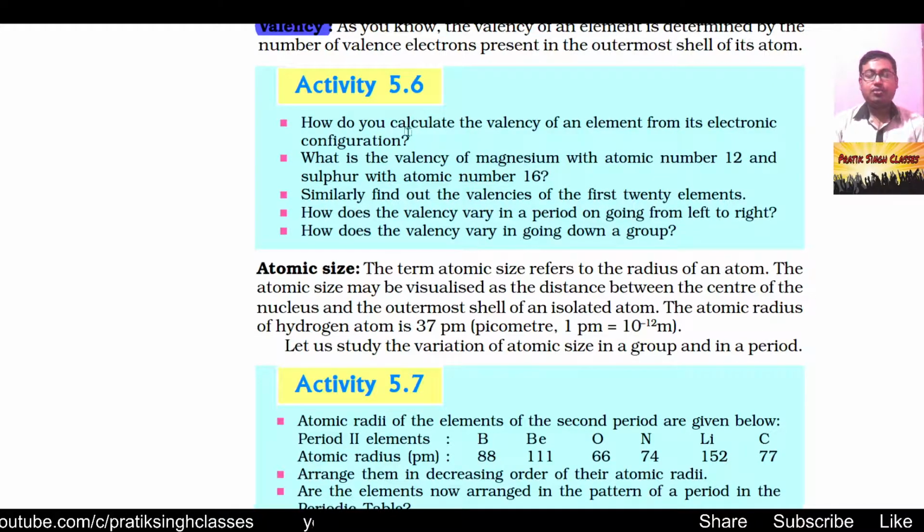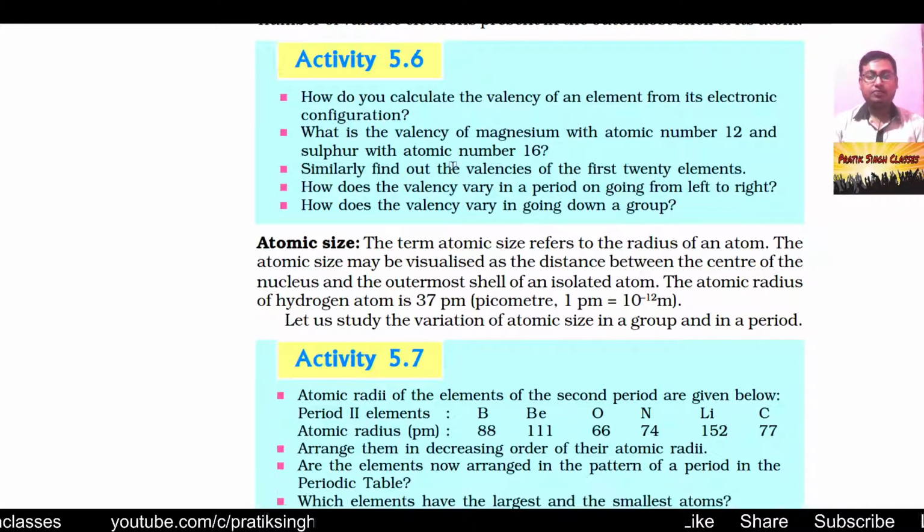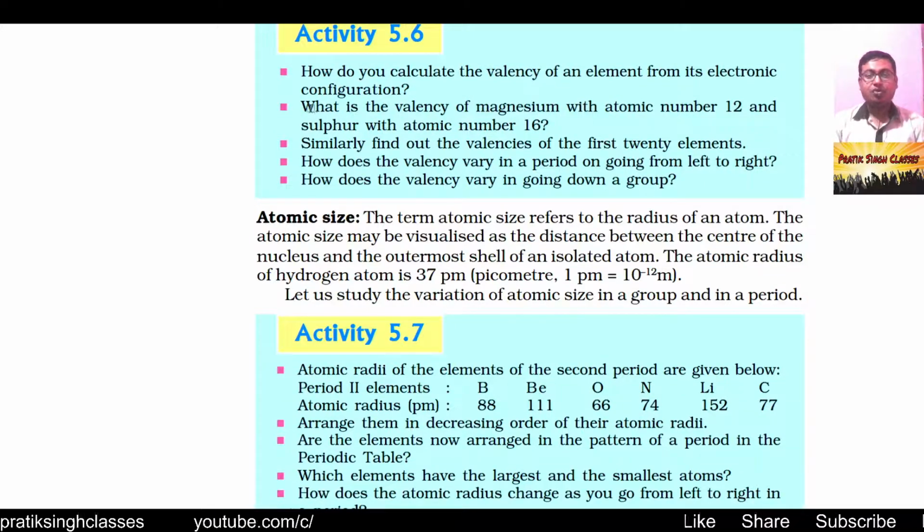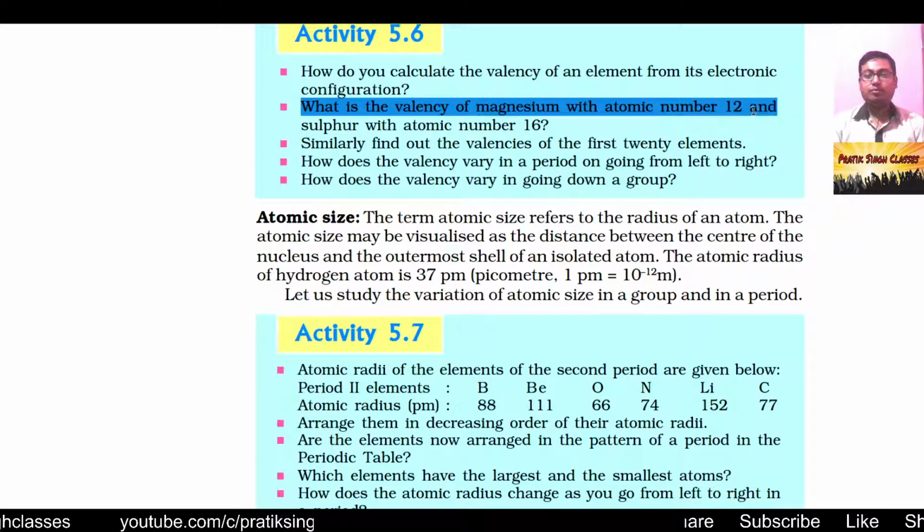How do you calculate the valency of an element from its electronic configuration? About electronic configuration, we already have studied in unit 3 and unit 4 how to find it. So if you know how to write the electronic configuration, will it help you to find out the valency of the atom? What is the valency of magnesium with atomic number 12 and sulfur with atomic number 16?